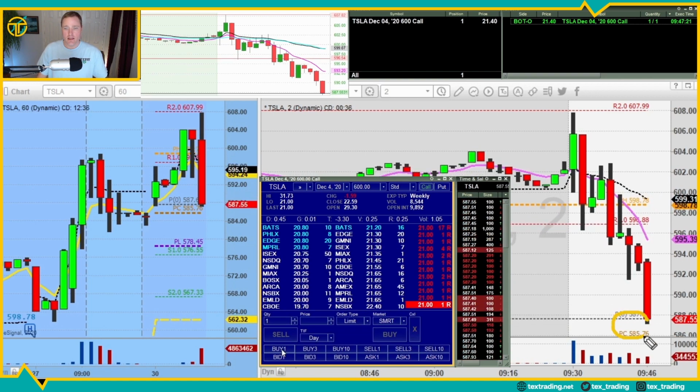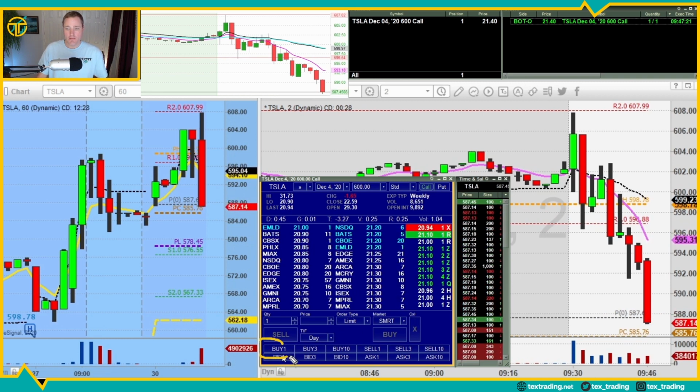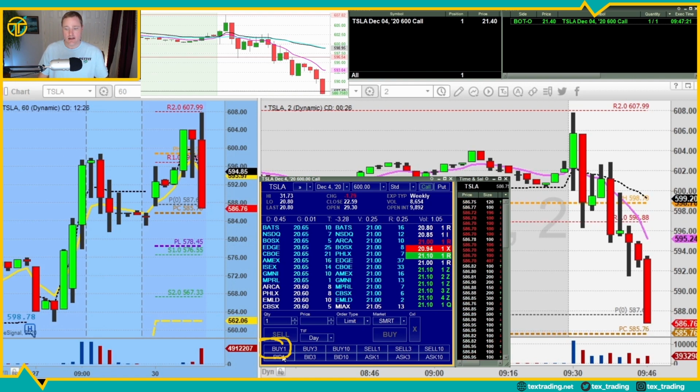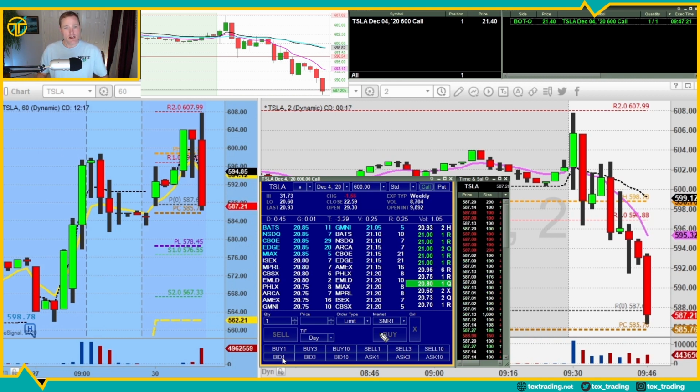As we come into that first key technical level, that pivot point level where I'm looking to initiate my first buy on this trade, you'll see that I hit my button right there to buy one contract. I got filled at $21.40. We still see that there is a little bit of momentum. I'm a little early and I know that, but it's all within my trade plan. So the plan is to start in here.